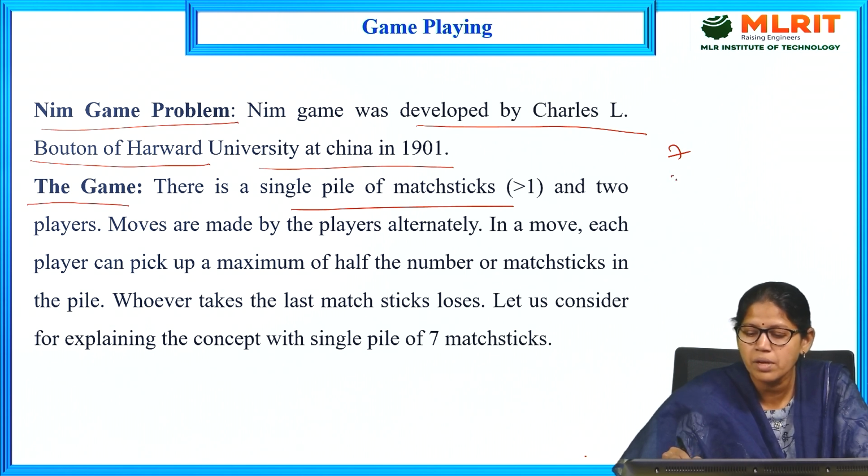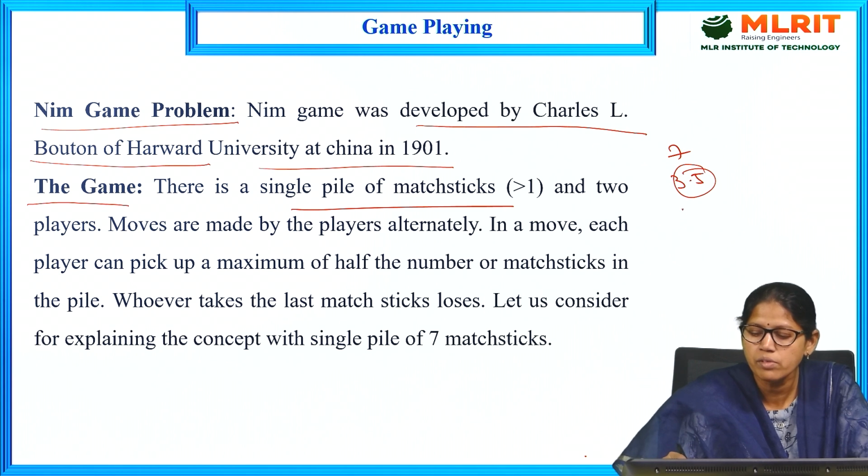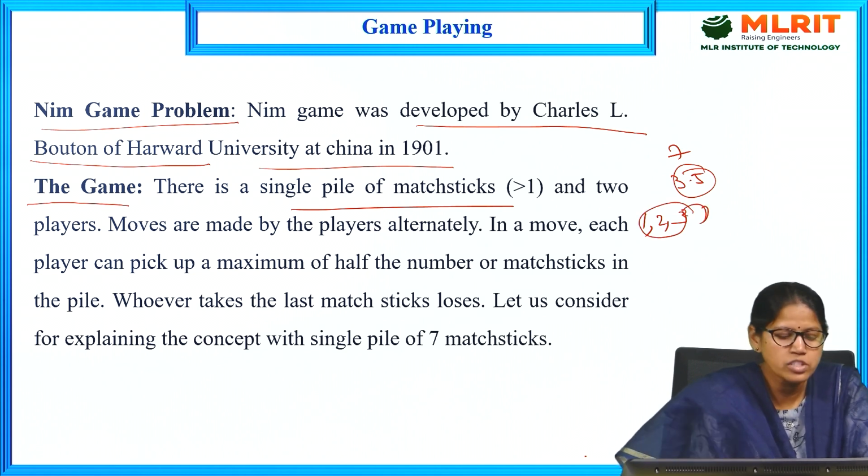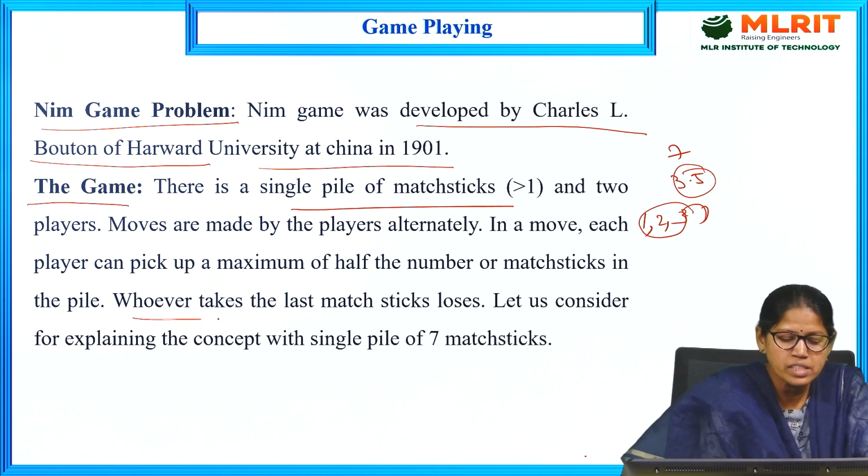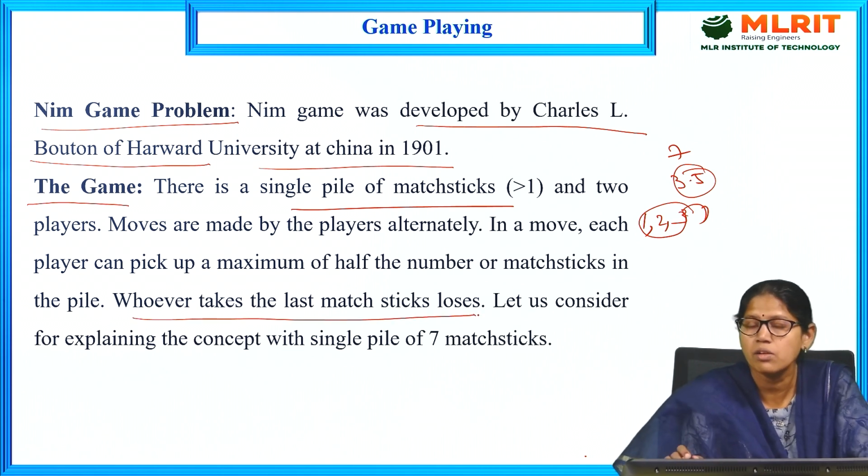So half of the matchsticks means 3.5. We can't take 3.5, we can take only 3. So the player can take 1 matchstick, 2 matchsticks, or 3 matchsticks. He can't take more than 3 matchsticks. And the condition here is whoever takes the last matchstick loses the game.